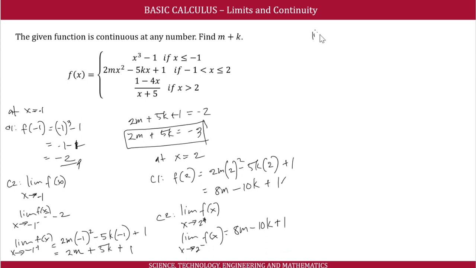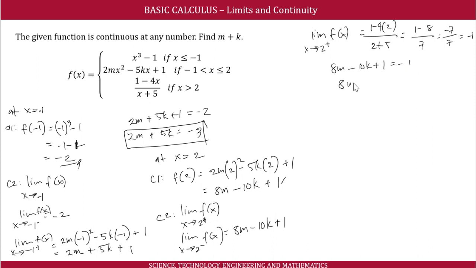Then from the right, the limit of f of x as x approaches 2 from the right. So that will be the last, x greater than 2. So 1 minus 4 times 2, all over 2 plus 5. That is 1 minus 8 over 7, so negative 7 divided by 7 equals negative 1. And so the left and right should be equal also. We have the equation 8m minus 10k plus 1 is negative 1, or 8m minus 10k is negative 1 minus 1, or 8m minus 10k is equal to negative 2.